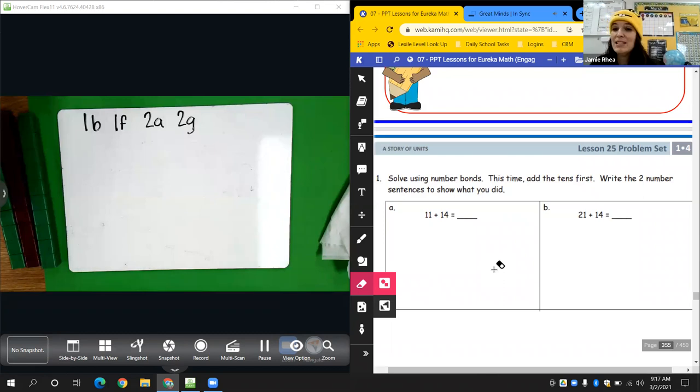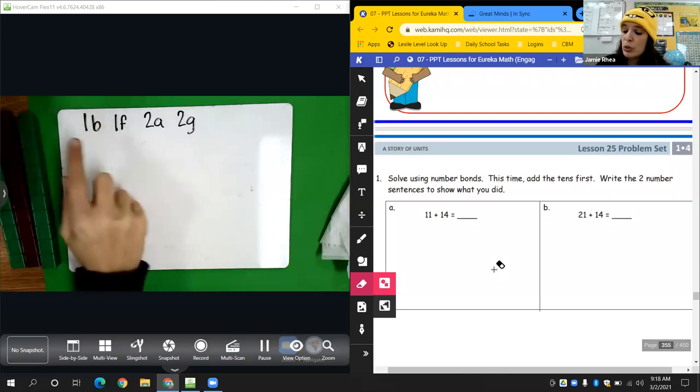Now, let's read the directions, because guess what? The directions tell you what to do and how to solve it. Let's look. Solve using number bonds. What's that mean? It means that we have to show a number bond. Okay, this time, add the tens first. Write the two number sentences to show what you did.